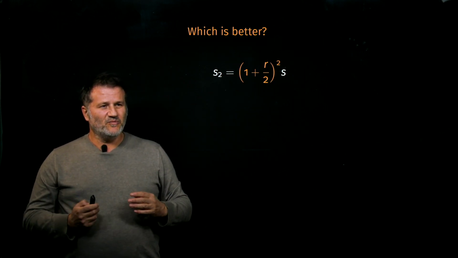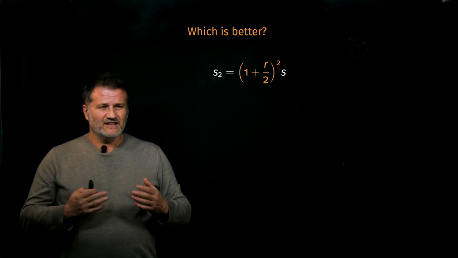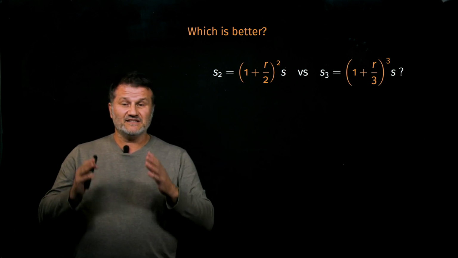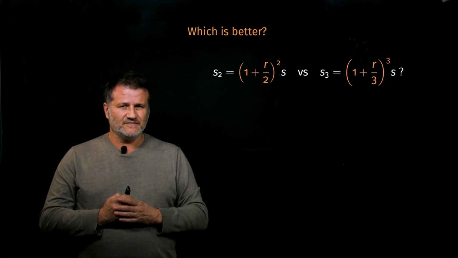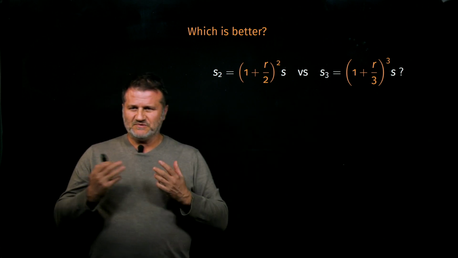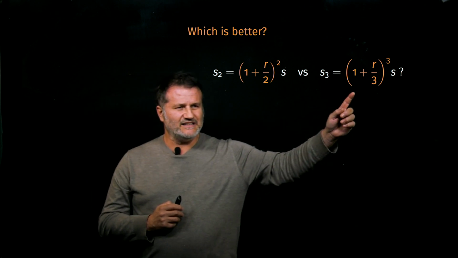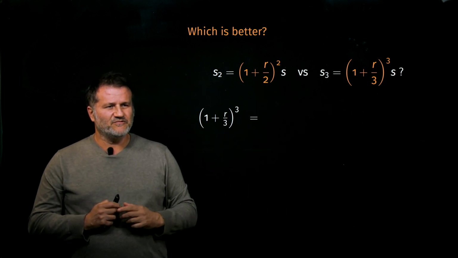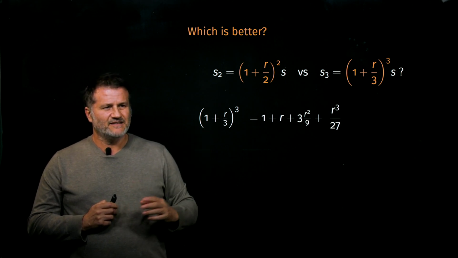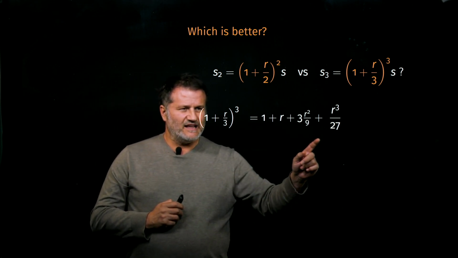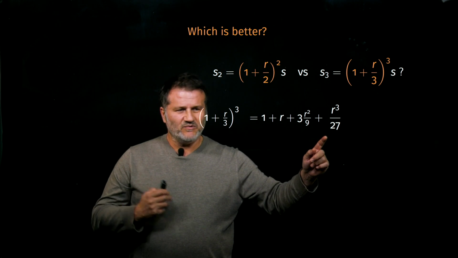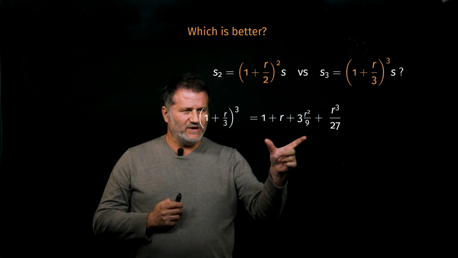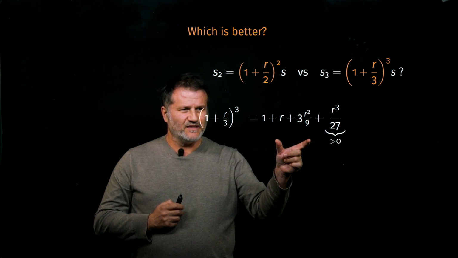Now, is it better to compute the rate 2 times taking half of the rate, or 3 times taking 1/3 of the rate? Again, we can easily respond to this question by directly comparing these two coefficients. We may observe that if we expand the cube here, we get this. Now, the last term is positive, since here we are assuming that R is positive. So if we throw it away, we just reduce this sum.